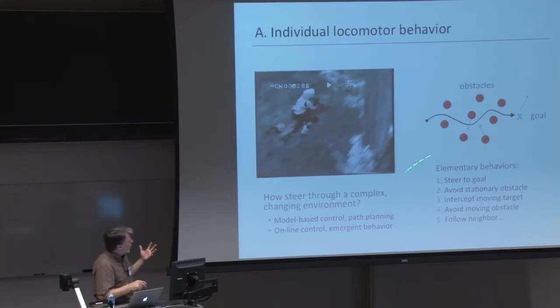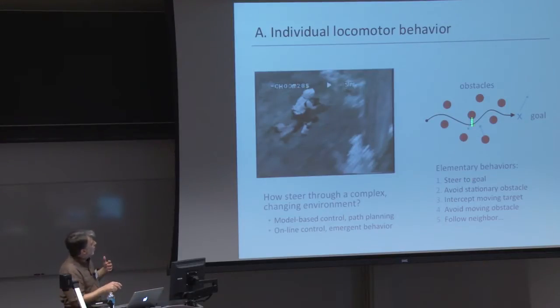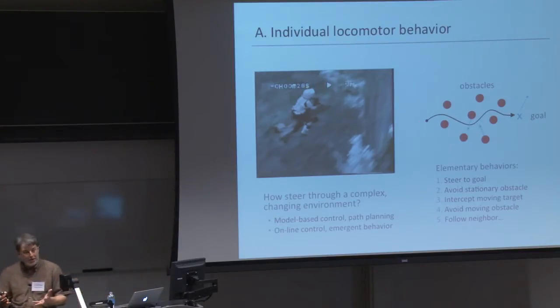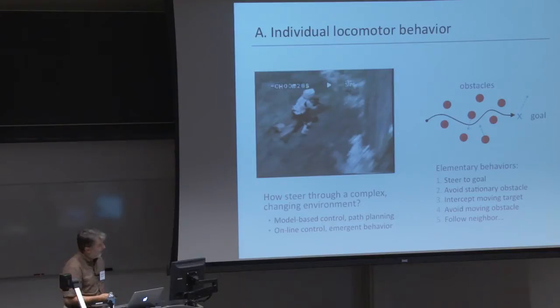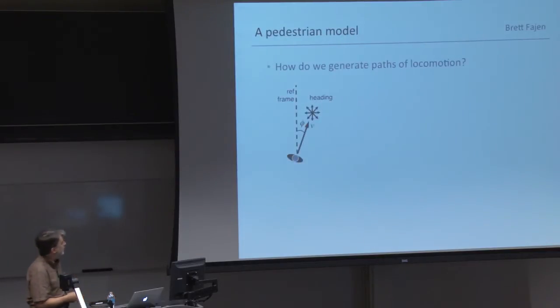So our approach is to try to decompose the problem into a bunch of elementary behaviors, steering to a goal, avoiding stationary obstacles, but those things might be moving. So sometimes you're trying to intercept a moving target or avoid moving obstacles. You might also try to follow a neighbor, if you're walking together with somebody. So this list of behaviors might get extended. But we're trying to say, what's the minimal set we need to account for these kinds of observations?